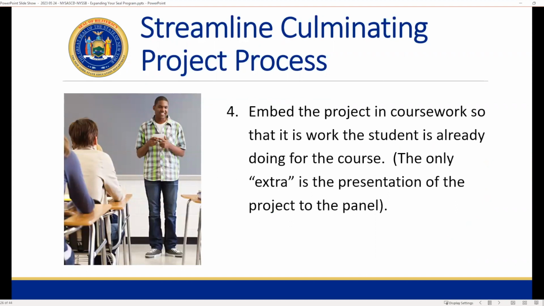Possibly the most powerful way to streamline the culminating project process is embedding the project in coursework so that it is already the work that a student is doing for the course itself, meaning the project doesn't become an extra thing that the student has to do in their senior year. Now, there is an extra part of it, and that is that the project must be presented to a panel of at least 2 people. That may already be embedded in what your project is or may not. But embedding this provides the natural support within the coursework where the teacher can serve as the mentor or advisor and makes it much more streamlined and feasible for students.